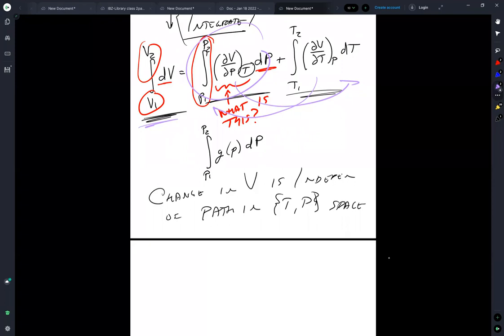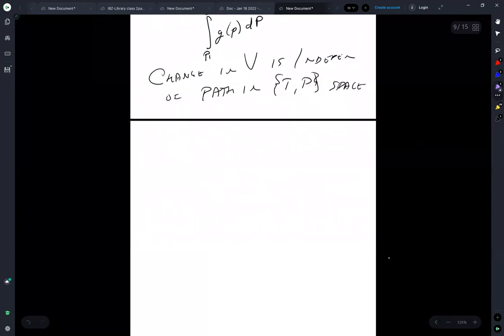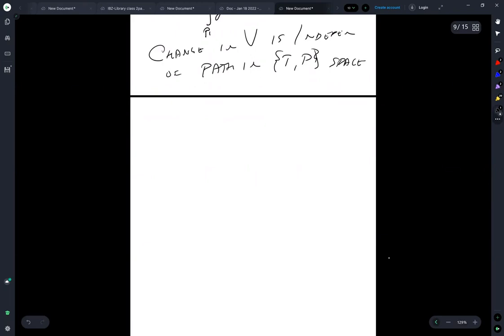So to continue talking about these, consider that minus 1/V dV by dP at constant temperature. So the change in volume with change in pressure, normalized by the volume, is equal to beta. This is our isothermal compressibility.